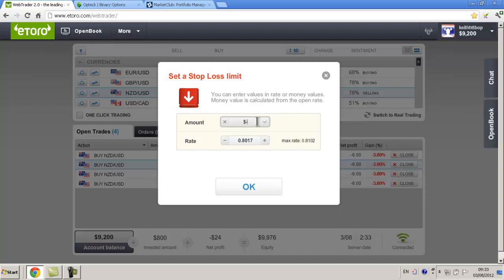It does give you a limit to what you can do, but we're going to be moving this throughout the life of this trade.